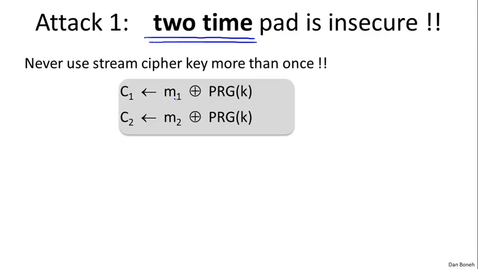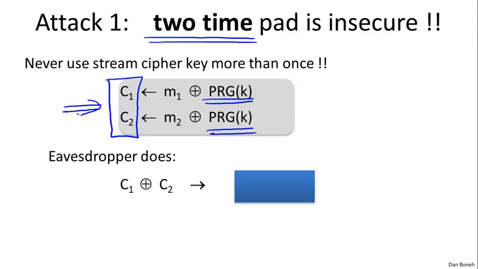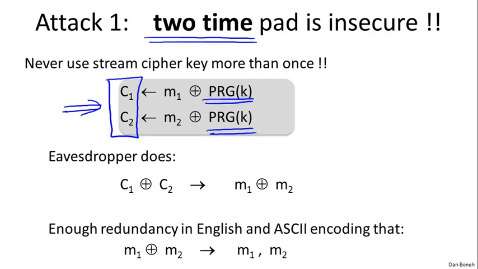Here we have 2 messages, M1 and M2, that are encrypted using the same pad. The resulting ciphertexts, C1 and C2, are encryptions of these messages, but both are encrypted using the same pad. Now suppose an eavesdropper intercepts C1 and C2. The natural thing for him to do is compute the XOR of C1 and C2, and what does he get? I hope everybody sees that once you XOR C1 and C2, the pads cancel out, and what comes out is the XOR of the plaintext messages.